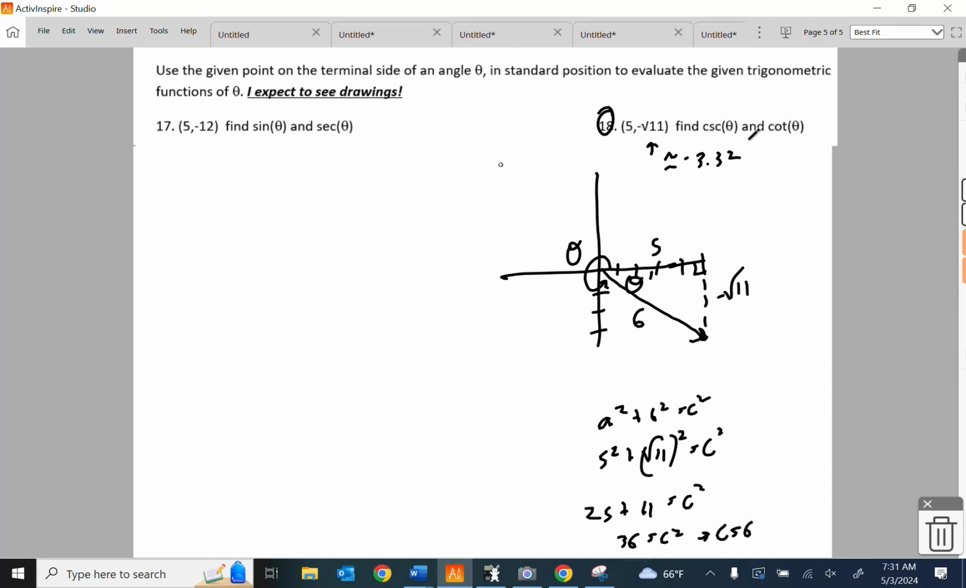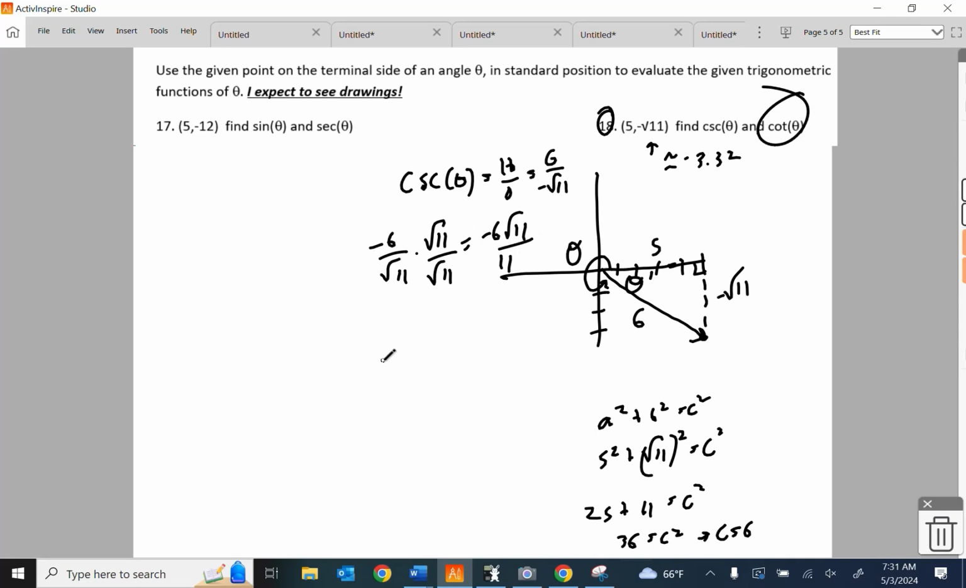I want the cosecant and cotangent ratio. Cosecant is going to be 6 over negative root 11. We're going to go ahead and move that negative up top. We're going to clean up root of 11 on the denominator by multiplying by root of 11 over root of 11. We're going to get negative 6 root of 11 over 11.